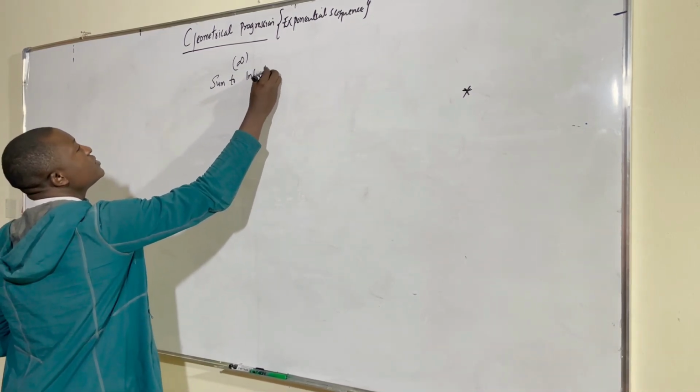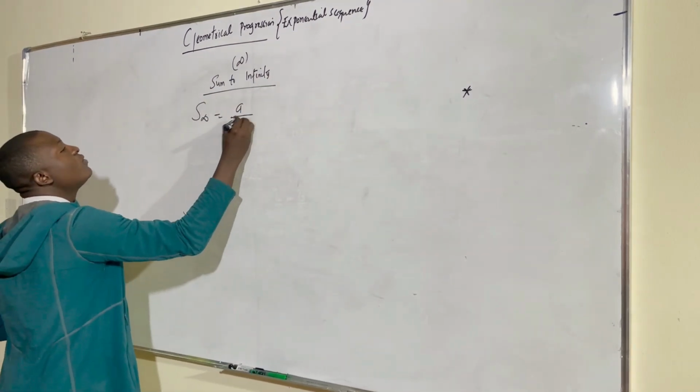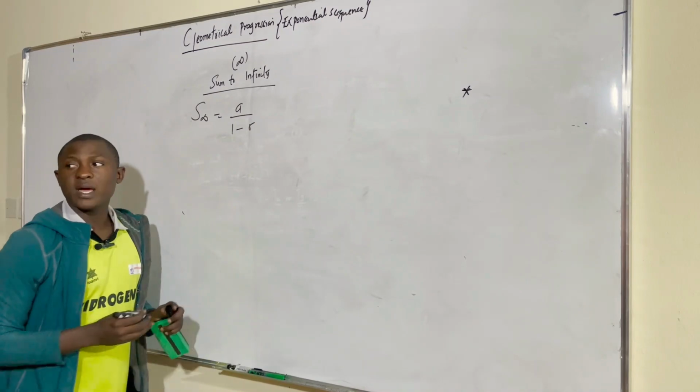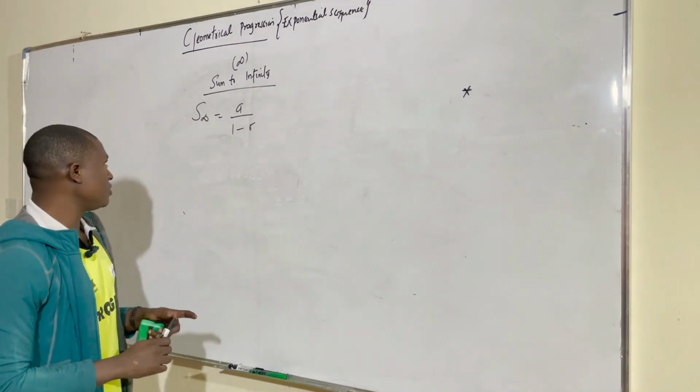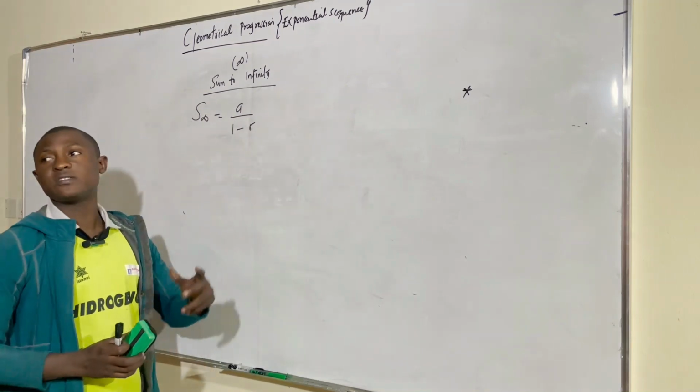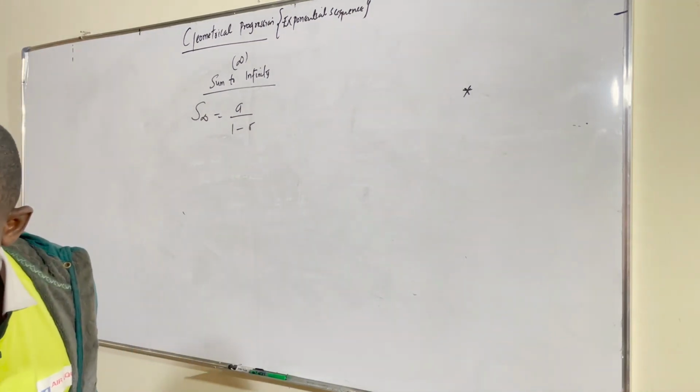When a term is continuous. So sum to infinity, that one is this: A over 1 minus r, because in this case the value of your r will always be less than 1. So sum to infinity is always given as A, where A is the first term, divided by 1 minus r. So let's see some problems from here.